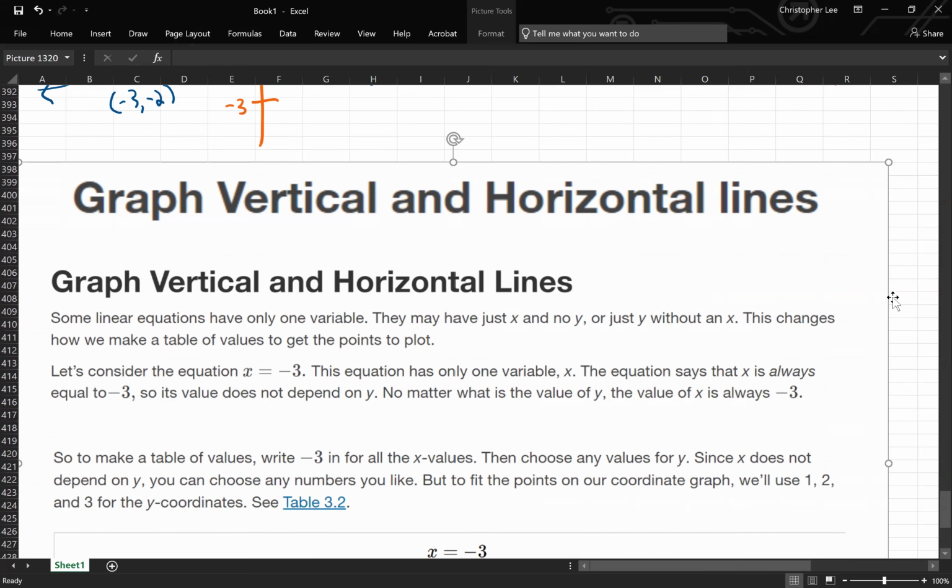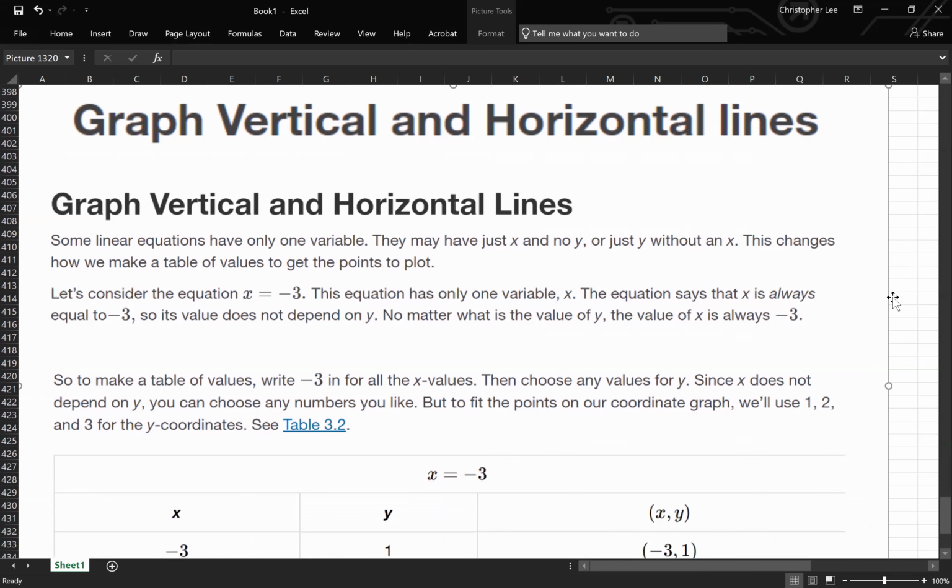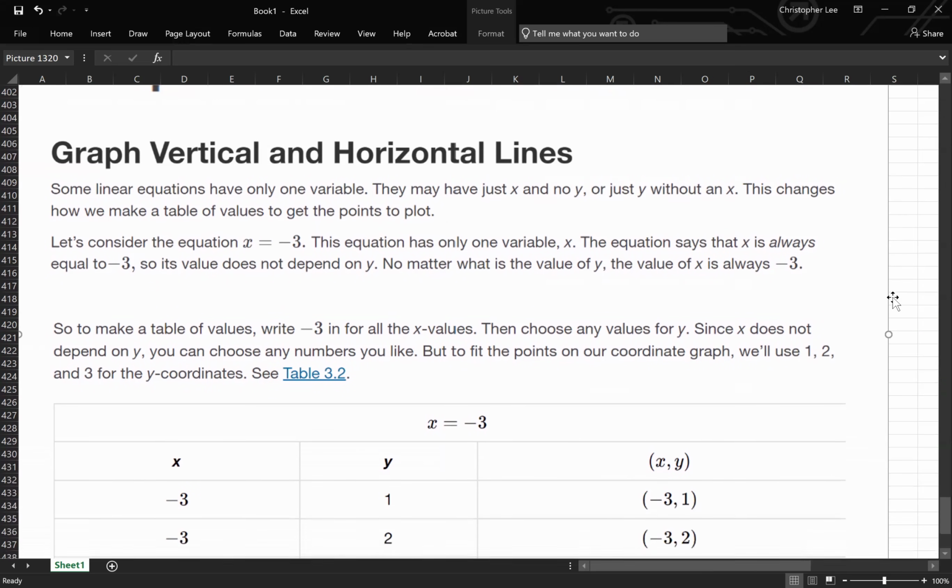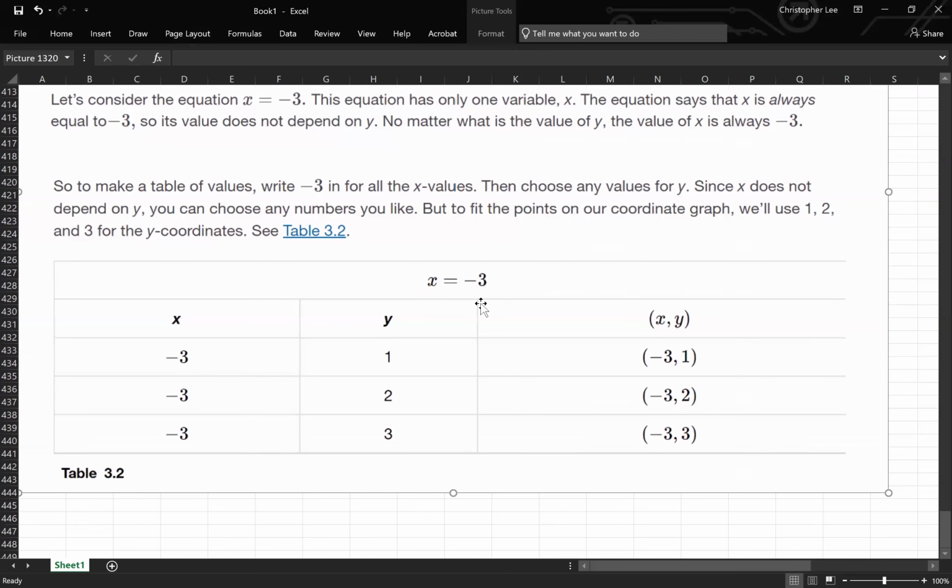Let's consider the equation x is equal to -3. This equation has only one variable x. The equation says that x is always equal to -3. So its value does not depend on y. No matter what value of y, the value of x is always -3, right? So to make the table of values, you write -3 in all of the x values, then choose any values for y. Since x does not depend on y, you can choose any number you like, but to fit the points on the coordinate graph, we'll use 1, 2, and 3, very simply, right?